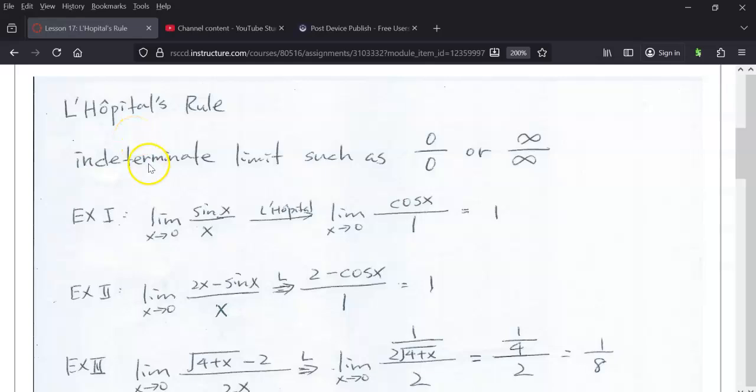L'Hopital's rule. When you have an indeterminate limit such as 0 over 0 or infinity over infinity, that's when you can apply L'Hopital. Example: limit as x approaches 0 of sine x over x.